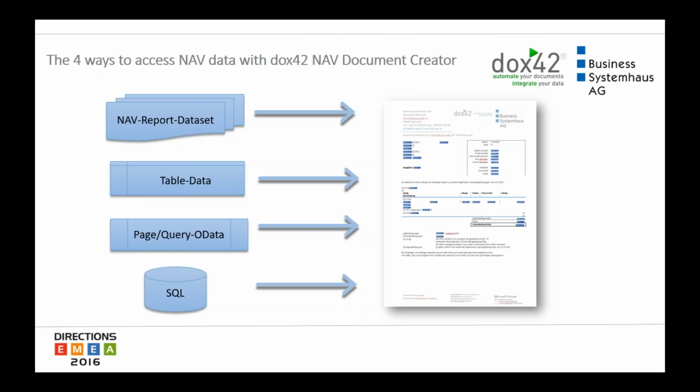Also comes along with the dox42 NAV Document Creator from NAV 2015 only, of course. But here you have the whole business logic that was programmed in the report dataset at your fingertips to integrate that in your document. In most cases, this is a very good starting point. So you can create your layout around the report logic and then enrich it with additional data from table data, from SharePoint, or whatever you need.